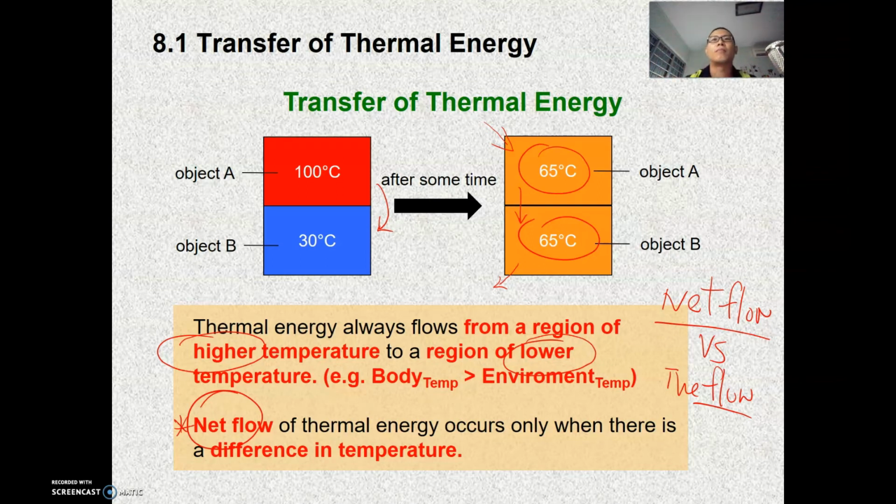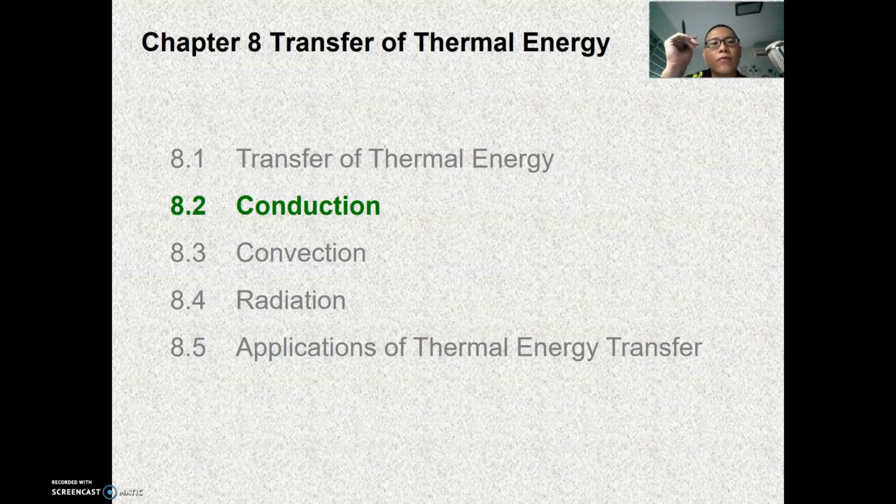Primarily, heat wants to be transferred because it wants to get from a region of high temperature to a region of low temperature. And that is primarily the reason why there are different mechanisms to achieve that particular objective. Okay, now let's look at the first mechanism.